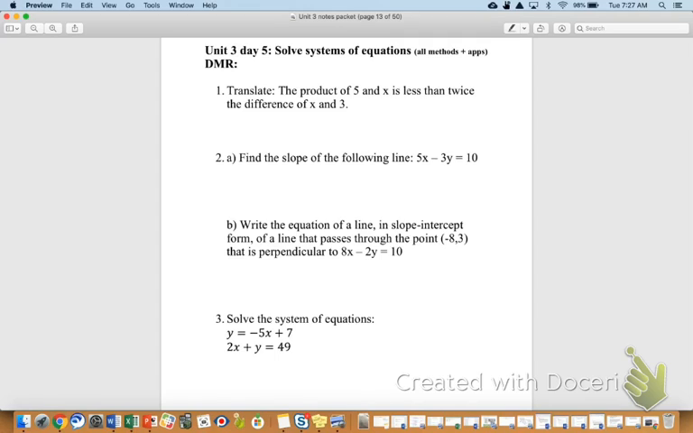Take just a second here, pause the video, and work on this DMR. All right, so here are some solutions for this DMR. First one is to translate.